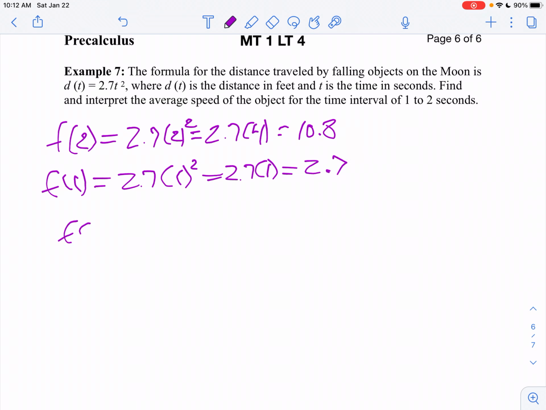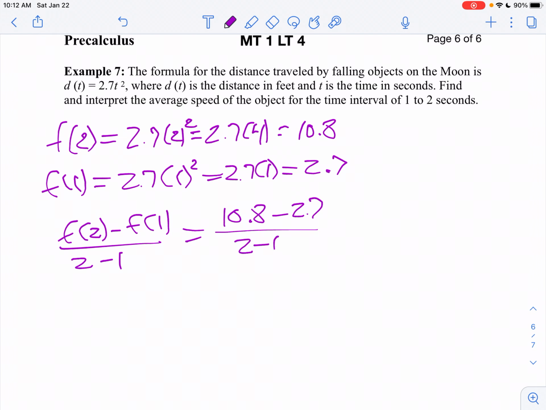So I'm going to say f of 2 minus f of 1 all over 2 minus 1. So I'm going to say 10.8 minus 2.7 all over 2 minus 1. In other words, I take 10.8 minus 2.7. And what do we get here? 8 minus 7 is 1. 10 minus 2 is 8. So I get 8.1 over 1. Okay, that's my average rate of change, we'll say is 8.1.